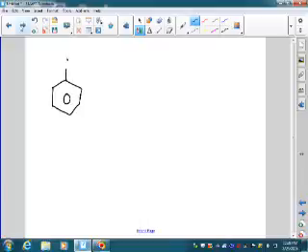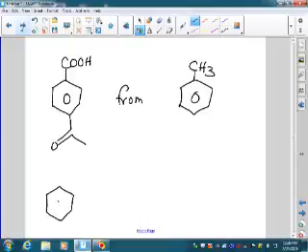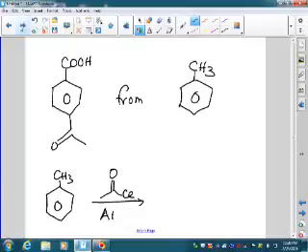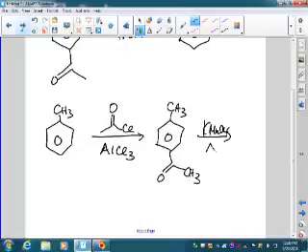Okay, we've got a COOH, and then we have an acyl down here, from toluene in 2 steps. What do we do first? Yeah, we're going to do the Friedel-Crafts first. Put our acyl group on first. And then what? KMnO4. That'll do it.